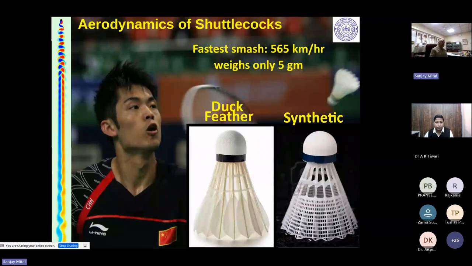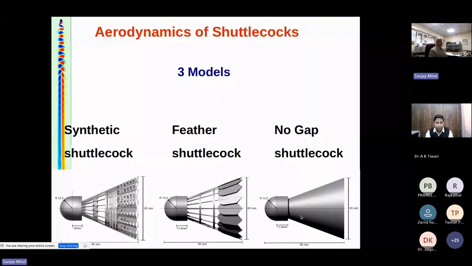So it is very difficult to design a nylon shuttlecock. It should have the same dimensions, it should have the same center of gravity, and it should have the same aerodynamic performance, which means the rolling moment and the drag force. So why are these different?